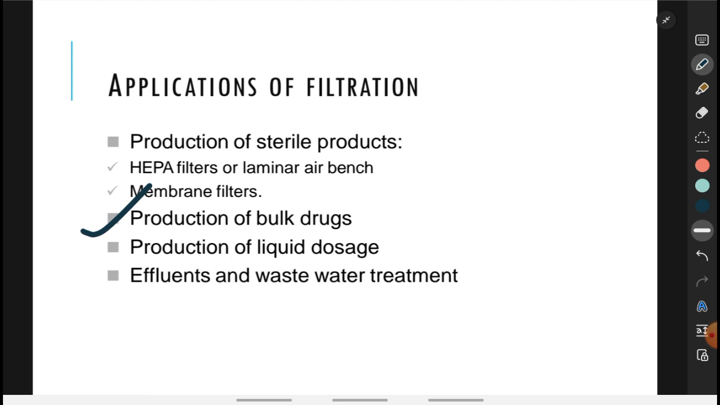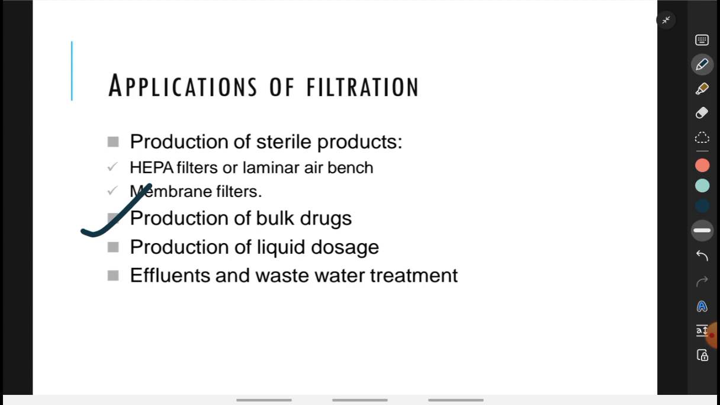Okay, next coming to the production of liquid dosage forms. Filtration is an important step in production of liquid orals, like dewaxing of oil. Then effluent and wastewater treatment is also an important application of filtration, where waste solid must be separated from the waste liquid prior to disposal.